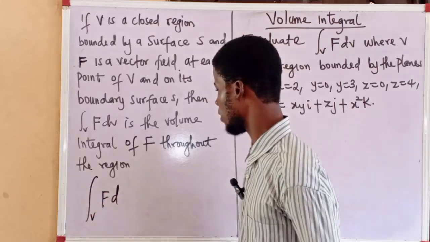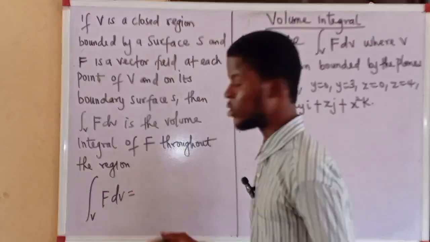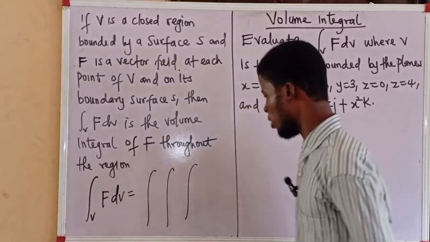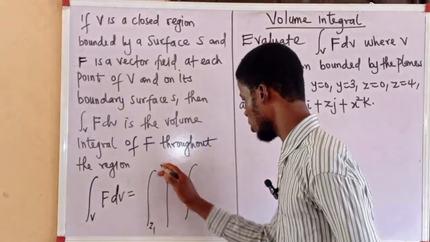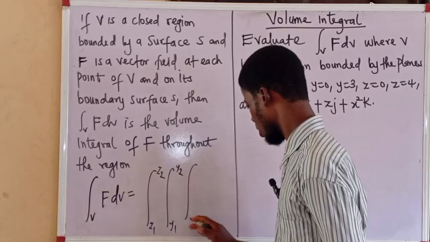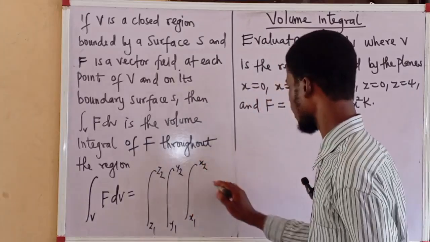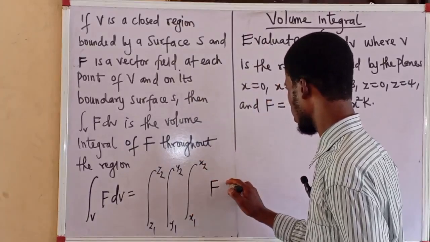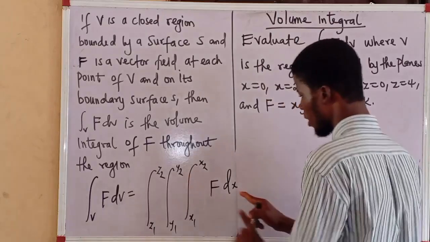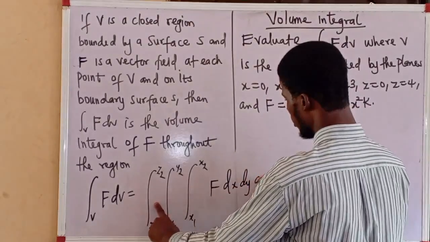The volume integral of F dV is this. We have a triple integral, z1 to z2, y1 to y2, x1 to x2 of F dx, dy, dz. Okay, this is the pattern.